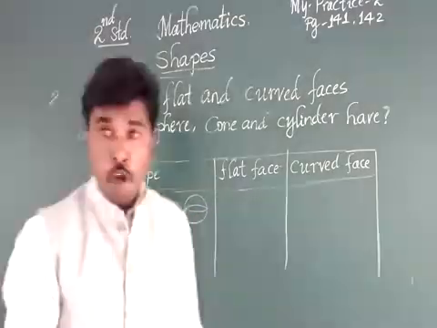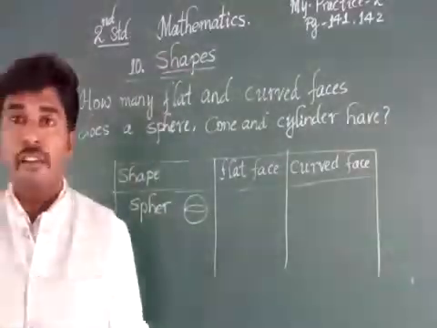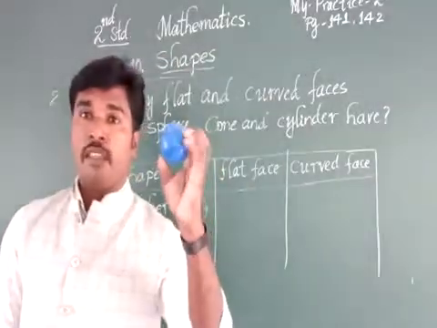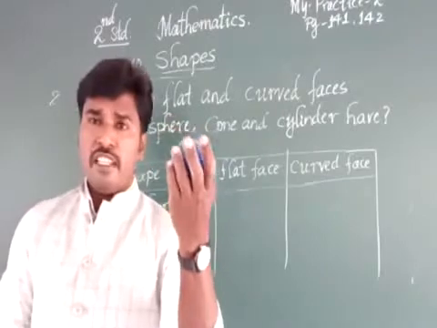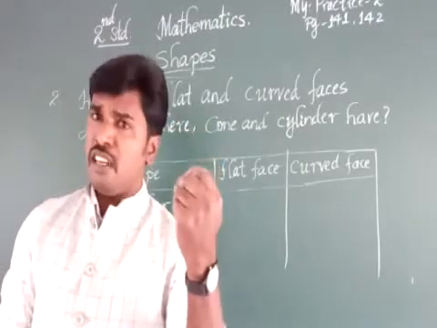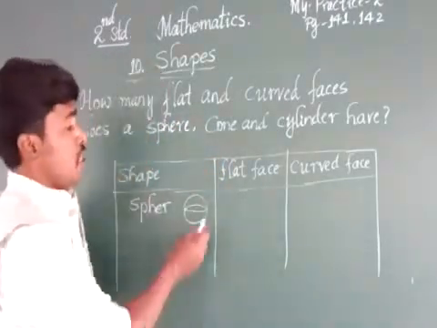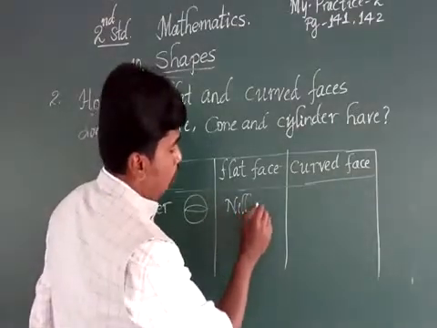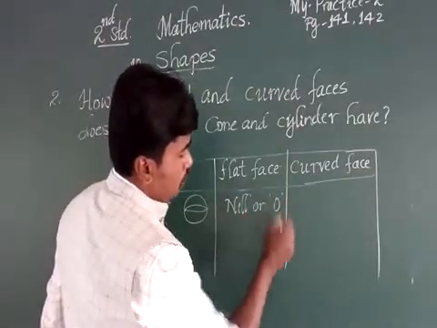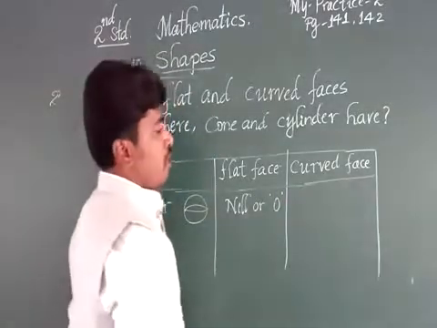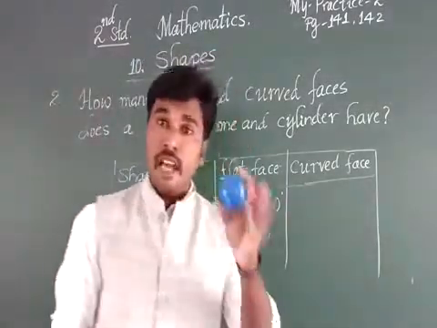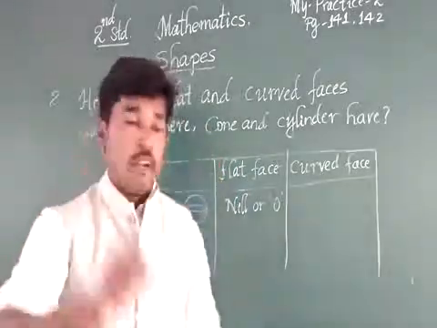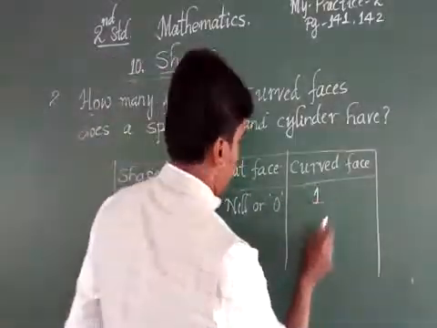In sphere, how many flat faces does it have? Does it have any flat surface? No. Plane surface? No. So it means nil. Flat surfaces are nil or 0. That means 0 flat surfaces. How many curved faces is it having? It is one curved face.